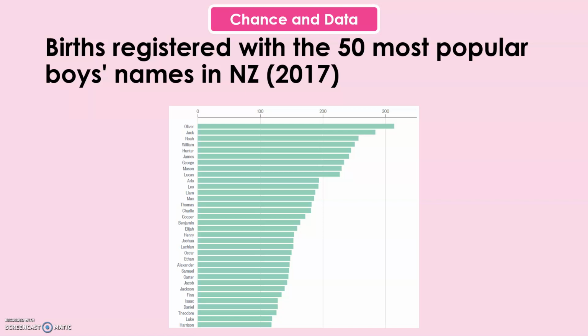The next one here is births registered with the 50 most popular boys' names in 2017. So you can see there that the most popular or the most likely is Oliver, followed by Jack, Noah, William, and so on. A surprise with Arlo, and there's some other names in there. If your name's not on there, it doesn't mean that it's a bad name. It just means that it wasn't used that much in 2017. But we can use this to predict what some of the most likely names are.